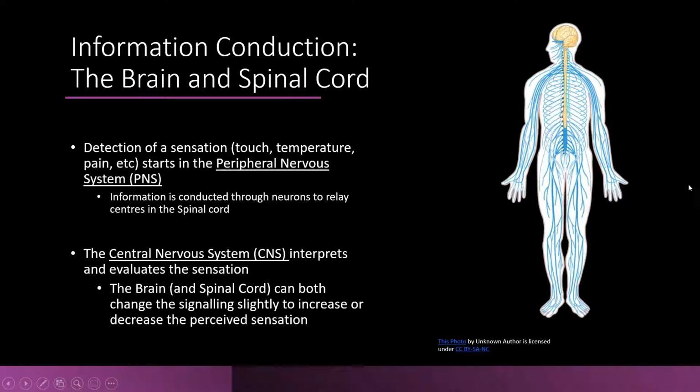This information is in the peripheral nervous system, the nerves and axons that conduct information from our periphery, our hands, our feet, our limbs, our torso, from those areas, conducting it and relaying it through axons or dendrites, depending on the structure, to our spinal cord, which is part of the central nervous system. This central nervous system area will interpret and evaluate the sensation. Both the spinal cord itself, which also acts as a conductor, and the brain can change the signaling intensity even after we've felt it as a sensation in the periphery, slightly increasing or decreasing the importance of that perceived sensation.